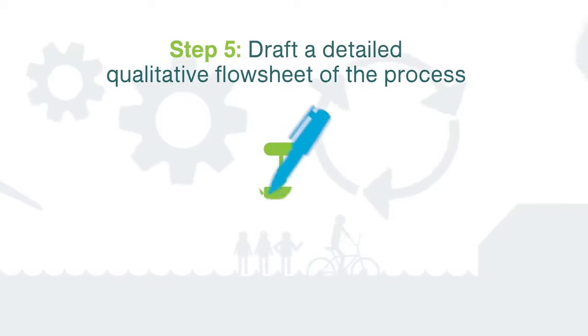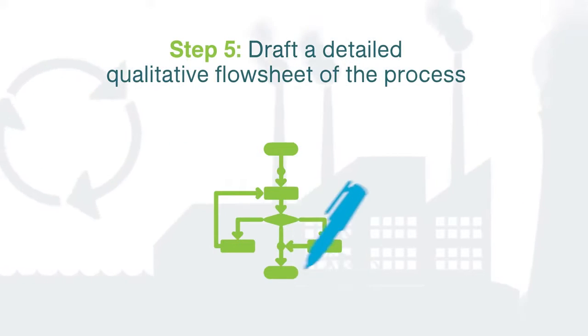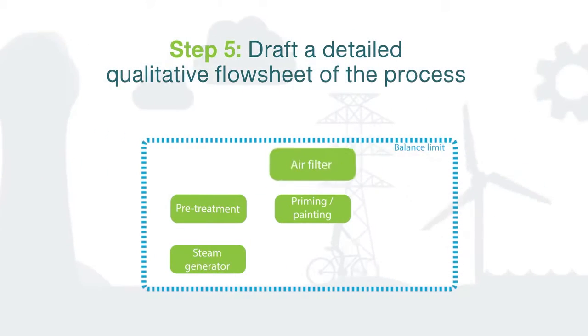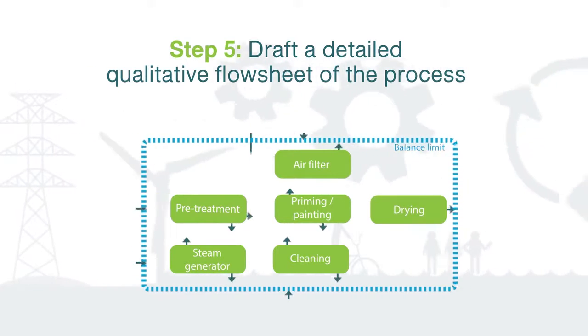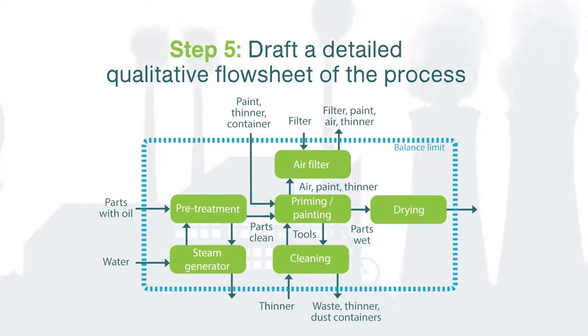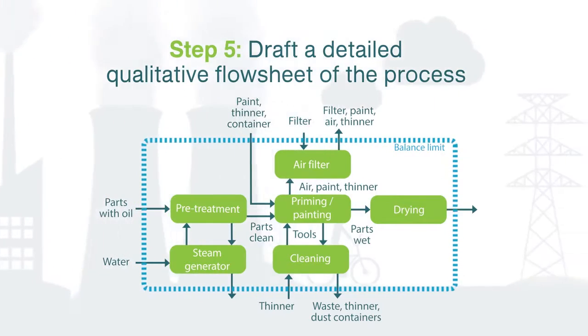Step 5. Draft a detailed qualitative flow sheet of the process. Indicate the boundaries and represent the process steps with rectangles. Use arrows to show the material and energy inputs and the outputs of products, materials, and waste.